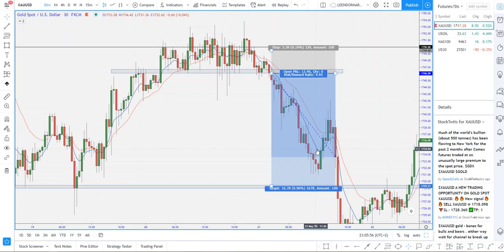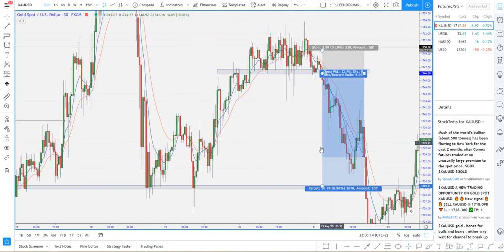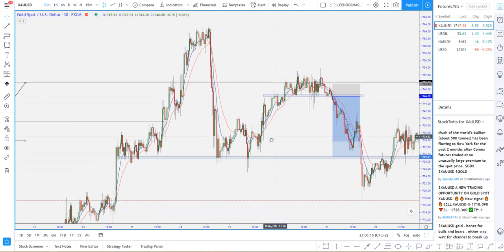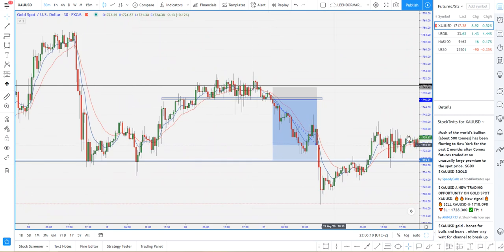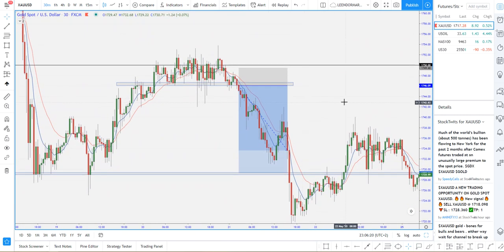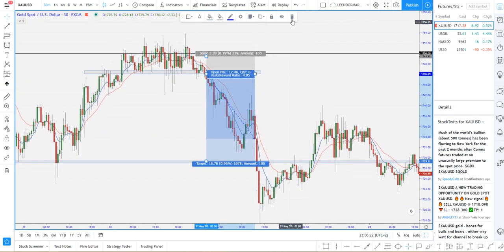So I'm literally risking 3.39 and my target is 16.78. So my risk to reward would have been 3 to 16. So I'm risking 3 pips for 16 pips, which is quite beautiful. So I would have risked that amount to get that amount. So this would have been a beautiful risk to reward ratio, especially if I take trades on a smaller time frame. So smaller time frames give us a slightly better risk to reward ratio.